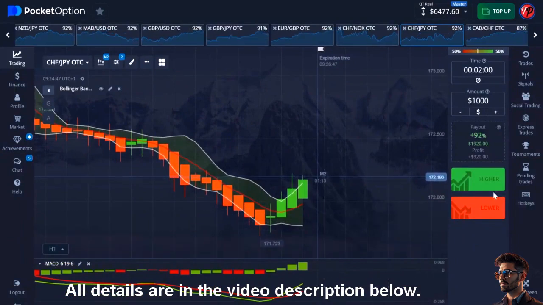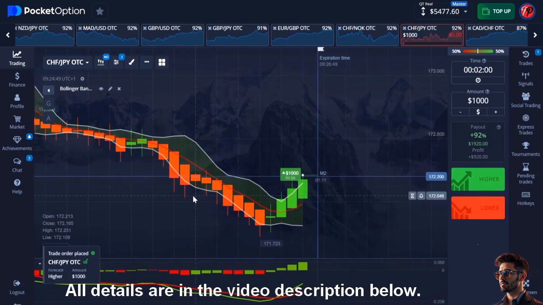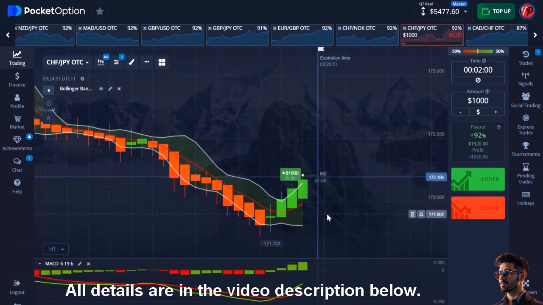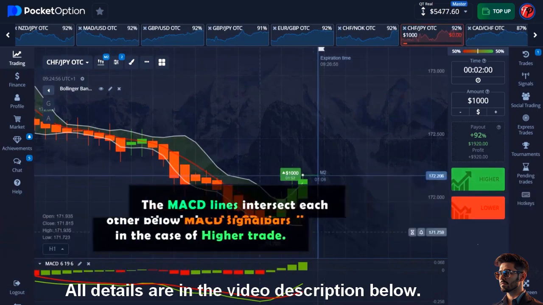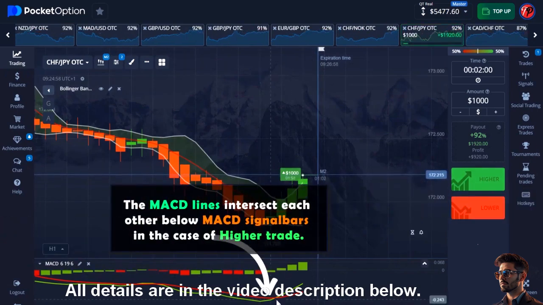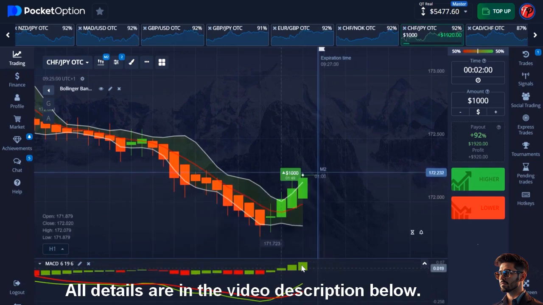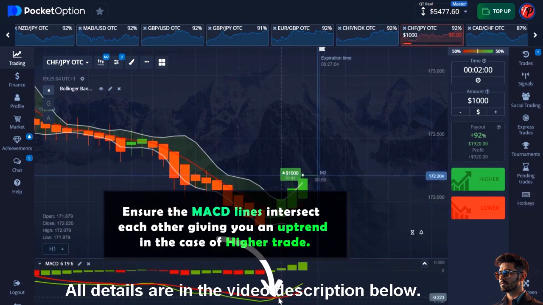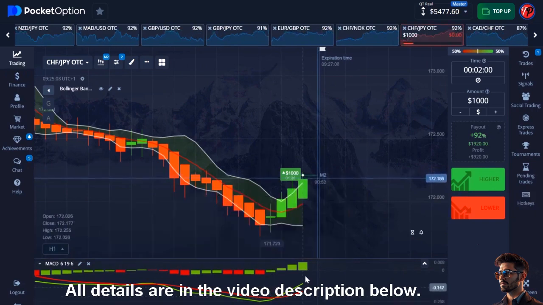So I'm going to enter this trade real quick. So guys, over here, what you need to look out for anytime you're going for a higher trade, the number one thing is to always make sure that your MACD both line is actually below the signal bar. That's the number one thing. Another thing is to make sure that the both lines actually intersect each other. You need to have the red and the green line intersect each other, giving you an uptrend confirmation.